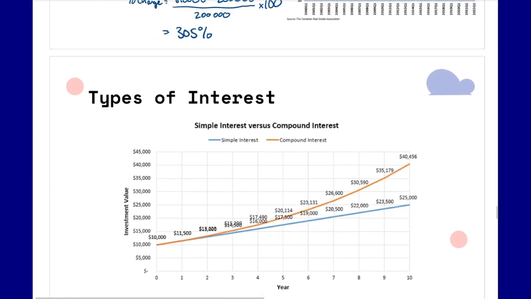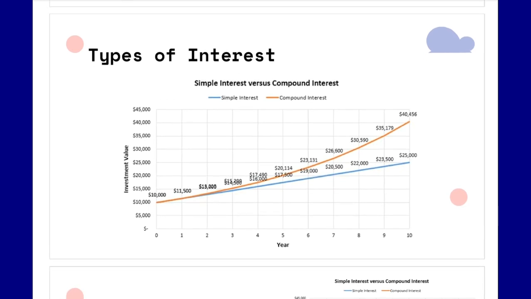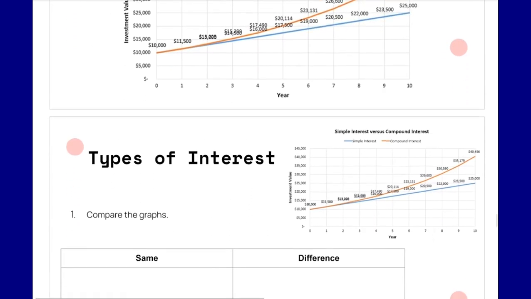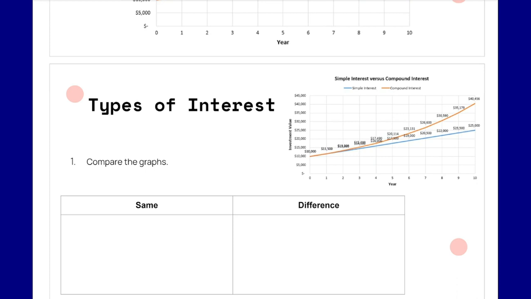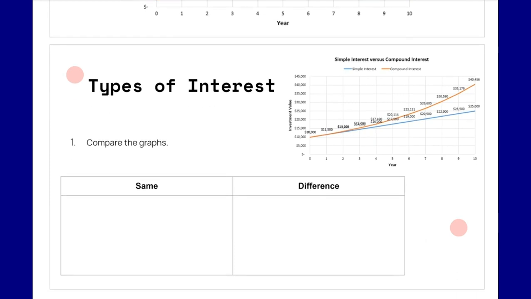Some other types of finance that we're going to look at are types of interest. So here we have simple interest in blue and compound interest in orange. We're not going to get too much into what each one is. We're just going to look at some generalizations. So we're just going to look at the two graphs and answer a couple of questions on them. If we compare them, what's the same between these two lines and what's different?